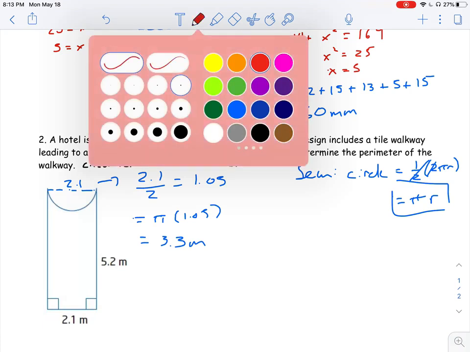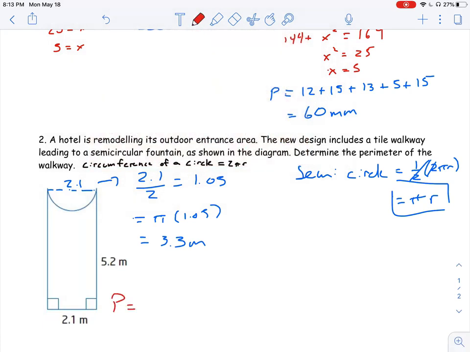So what that means is my perimeter would be equal to 2.1 plus 5.2 plus 5.2, those are on both sides, plus 3.3, which would give me a perimeter of 15.8 meters.